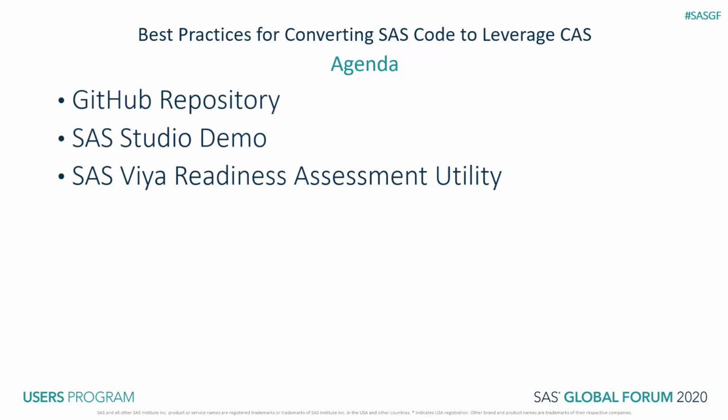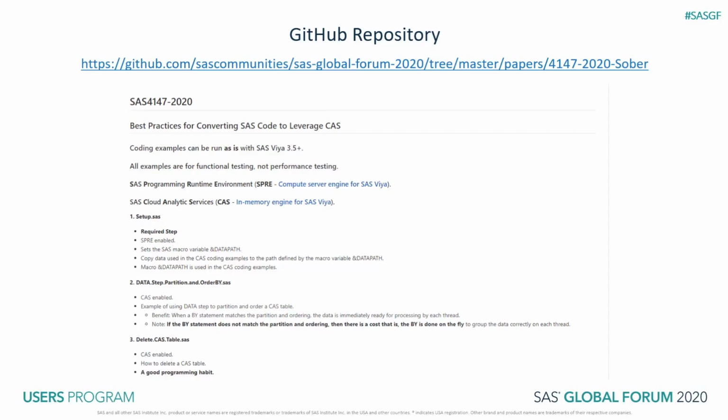Let's get started. The GitHub repository can be found at this address. This address is documented in our SAS Global Forum paper. Once you go to this address, please take time to read the README file. There's some important information. For example, all of the programming examples are for functional testing, not performance testing.